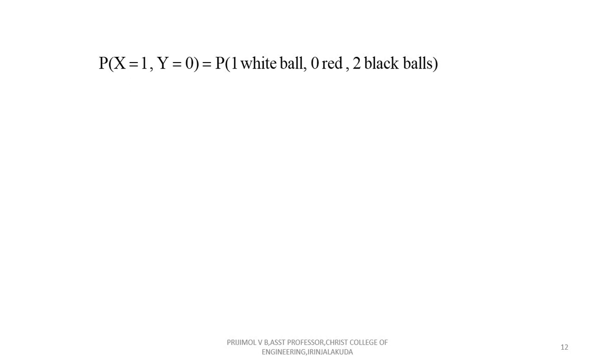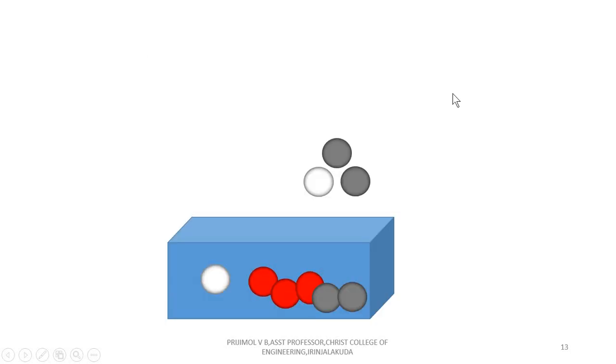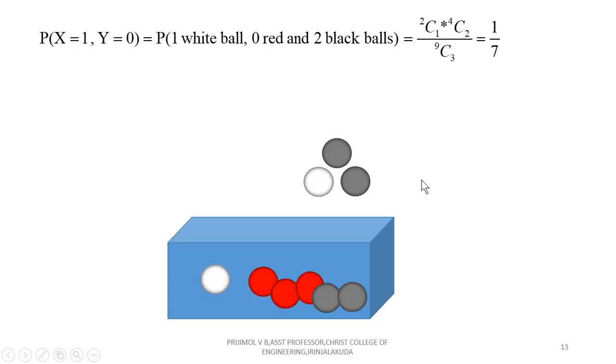Now we have finished the values with x equal to 0. Now we will start with x equal to 1. So find the probability of x equal to 1 and y equal to 0, that is 1 white ball and 0 red ball. So the remaining 2 must be black balls. This can be done in 2C1, since only 2 white balls are there and we are taking 1 white ball. So 2C1 into, from black balls we are taking 2 black balls, so 4C2. These are the number of ways of selecting 1 white and 2 black balls, divided by the total number of ways, that is 9C3. So the probability will be 1 by 7.